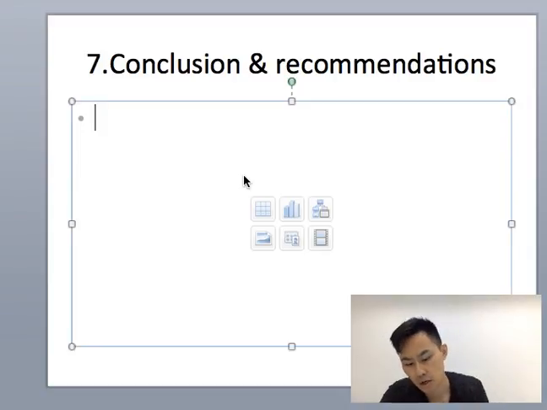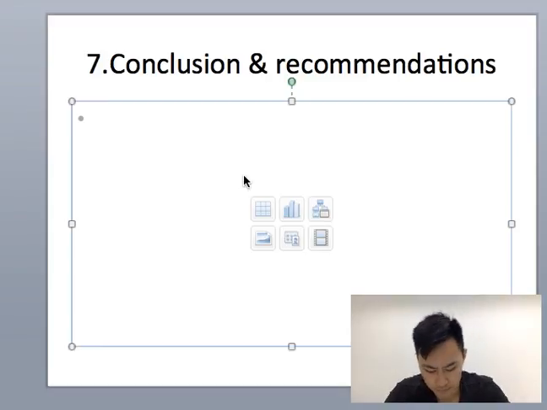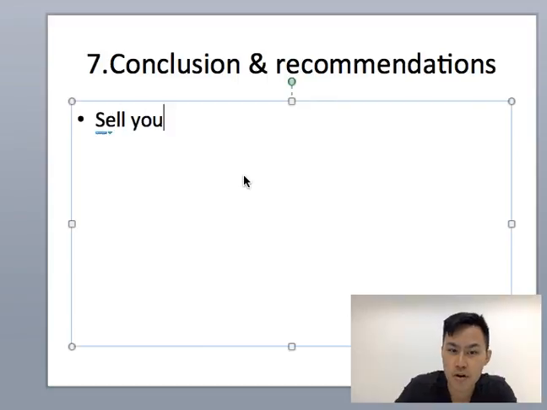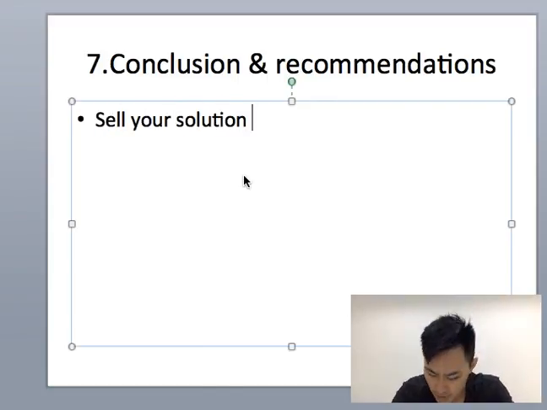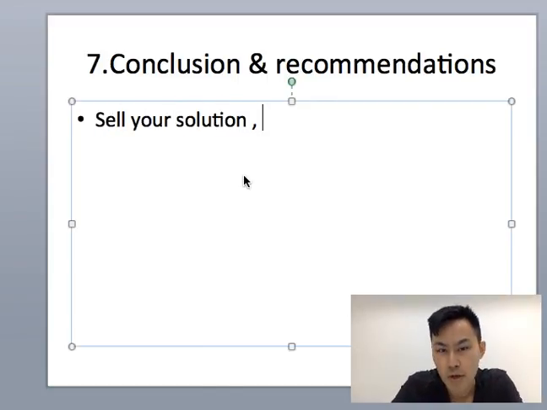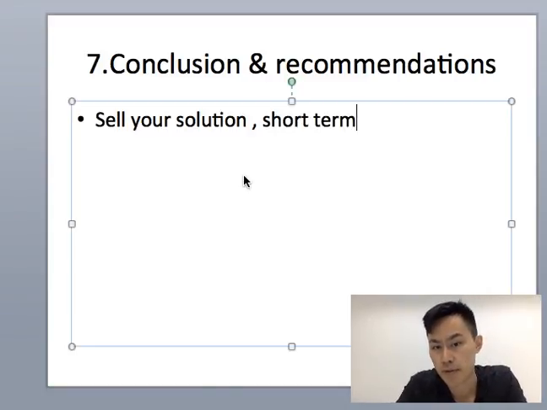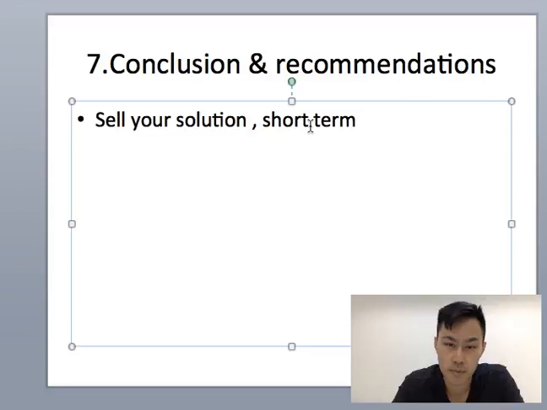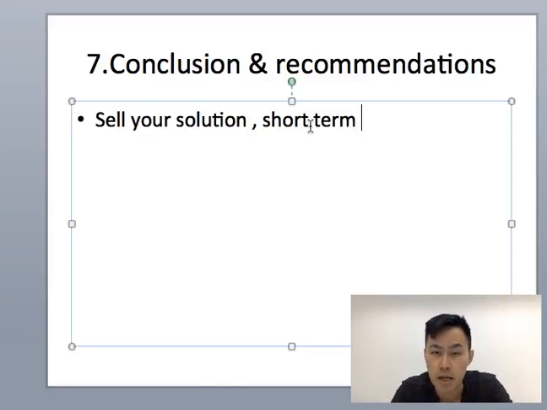And then finally, for the conclusion, what you need to write is that you have to sell your solution that works, right? So how do you sell that? So it works in what ways, right? For example, it works in the short term, because we are offering discounts, right? In the long term, the profitability might hurt. So you have to mention things like that.